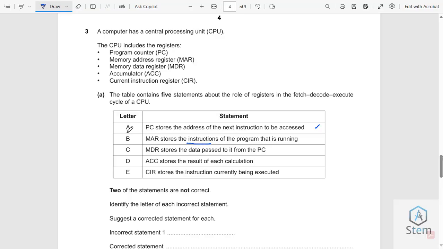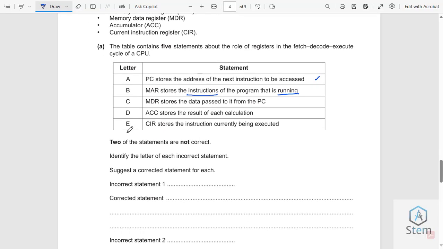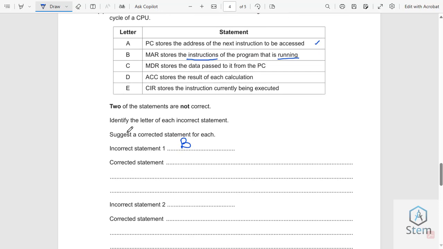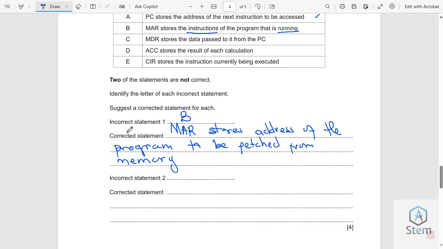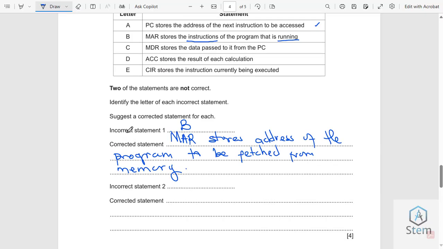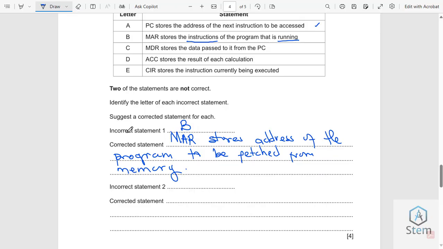Well, MAR stores addresses of the program that is running. No. The MAR stores the address of the program that is about to be fetched from the RAM or memory. So B is incorrect, and we are going to correct it as. So that is the correct statement.